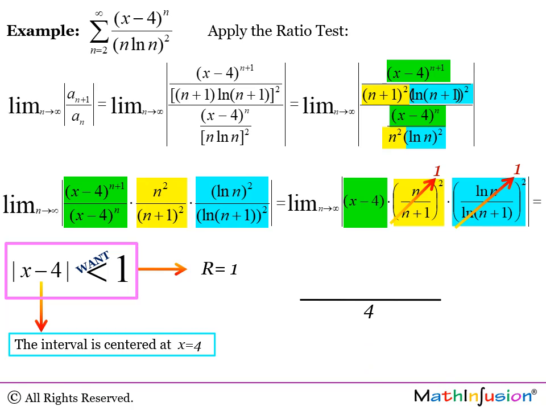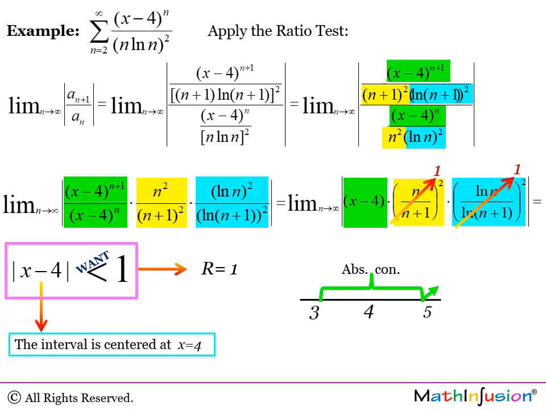So here is x equals 4. Here is the circle of radius 1. We get 2 endpoints. One of the endpoints is 4 minus 1, and the other is 4 plus 1. We know now that the series absolutely converges between 3 and 5 and diverges outside.